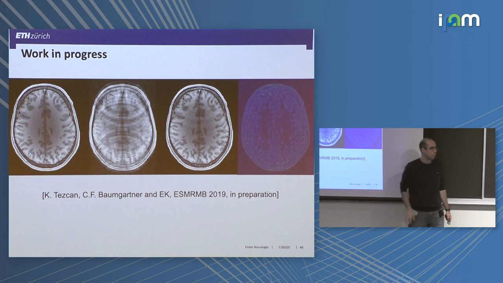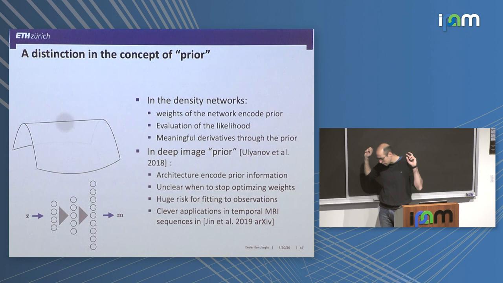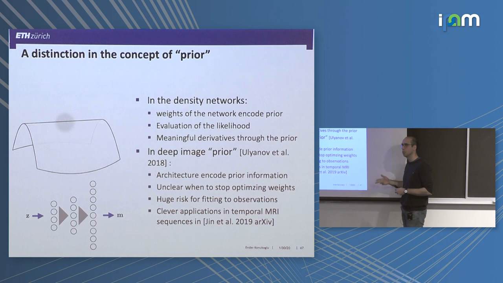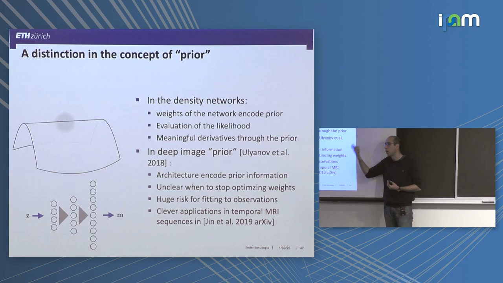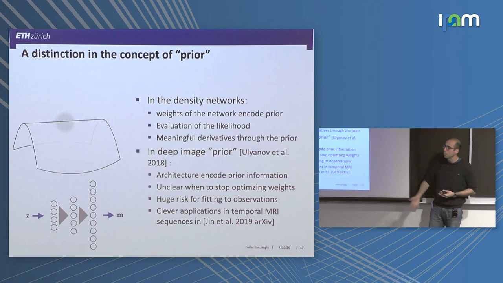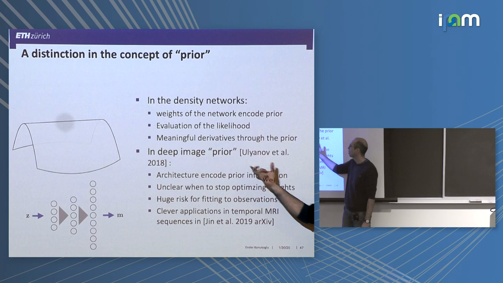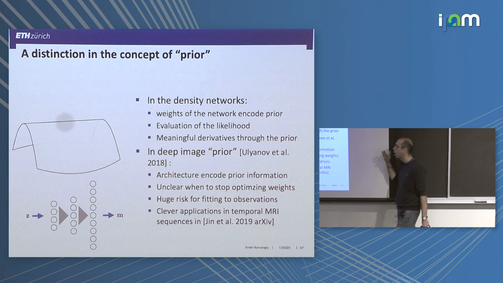And I want to make one more thing, which is this distinction in the concept of prior. So I think there are two notions of prior in the literature. One of them is the priors that I've talked about in the density networks, where actually the knowledge lives in the weights of the architecture. So then you can really evaluate the likelihood, really the probability of how likely this image can be. The nice thing is with this, you can have actually meaningful derivatives, for example, through the ELBO that guides you towards the high prior areas. There's also the other prior notion, for example, the deep image prior that's coming from Ulyanov, which basically embeds the prior in the architecture itself.